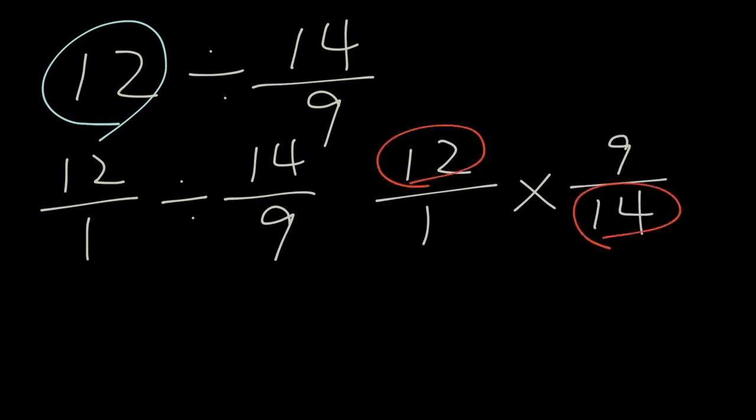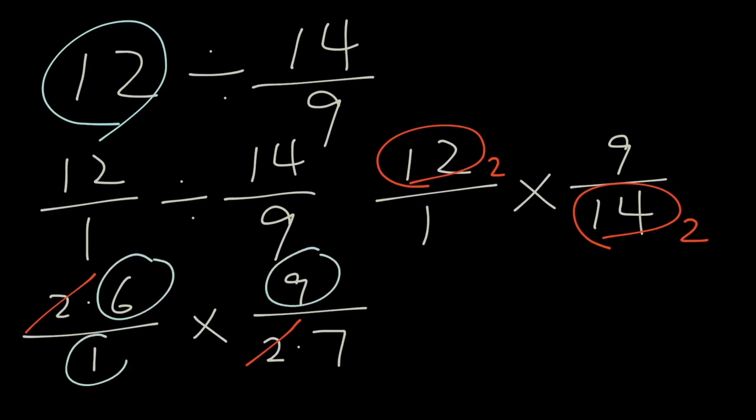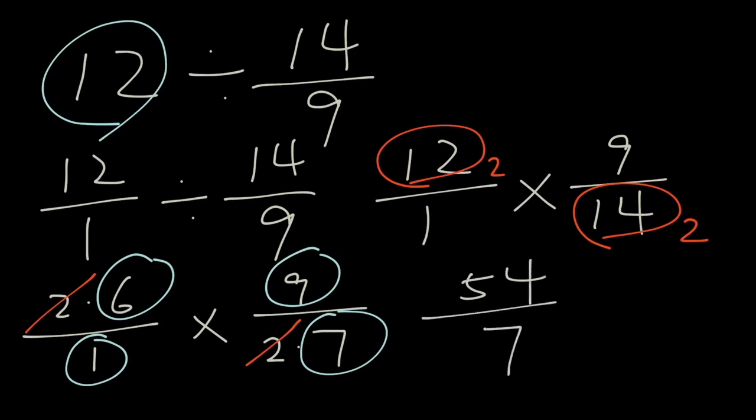We can see that 12 and 14 are both divisible by 2. So we can rewrite it like this. Now we can cross out the 2, and we are left with these. Then we just need to times them together. 6 times 9 is 54 over 7. And since we can no longer further simplify this, that would be our answer.